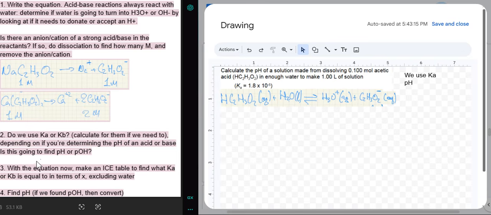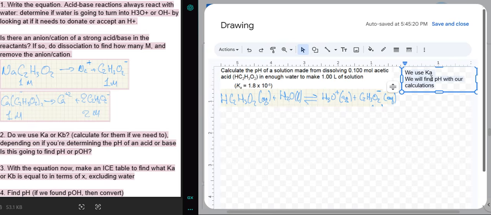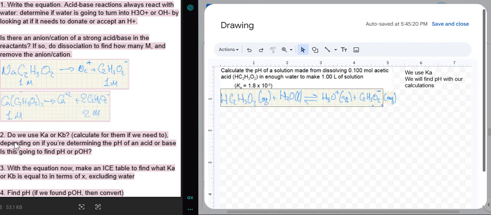So now I kind of edited this. So we're using Ka, and after we do our calculations, we're gonna find pH. So now we're done with the first and second step. We're doing the third step, which is making the ice table.